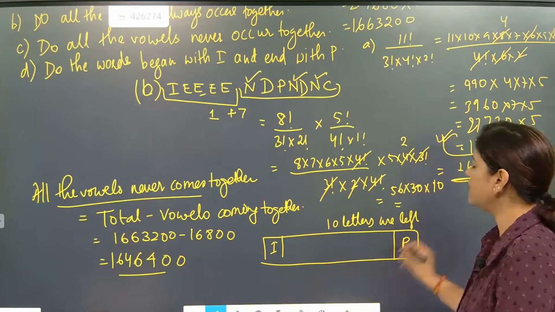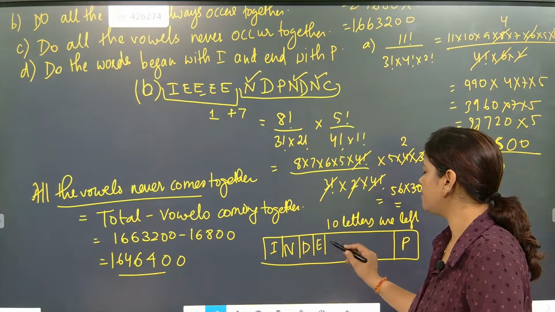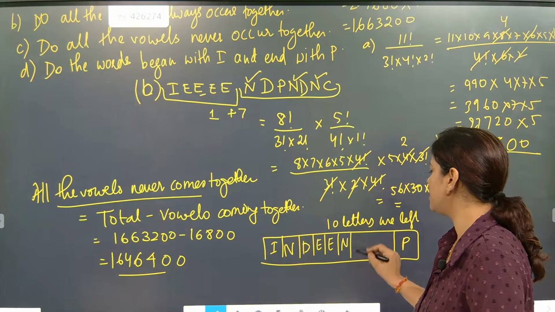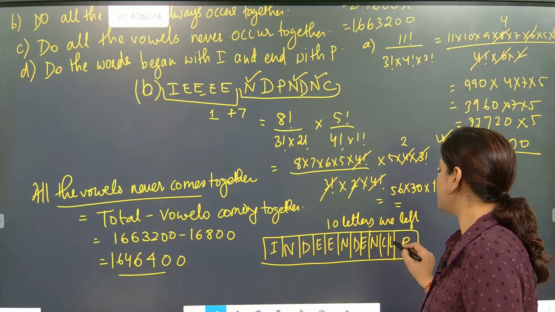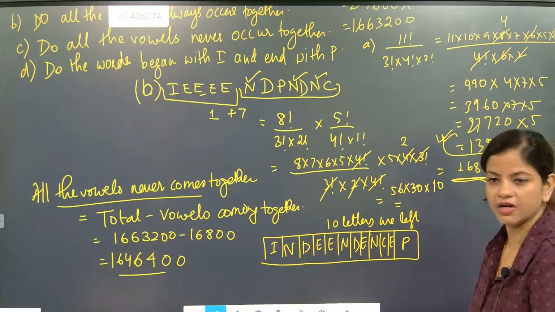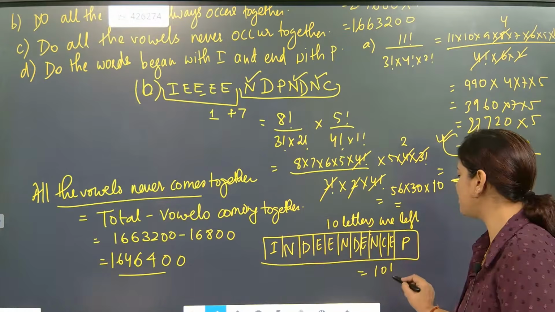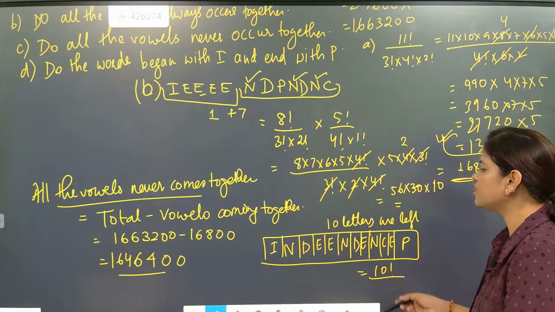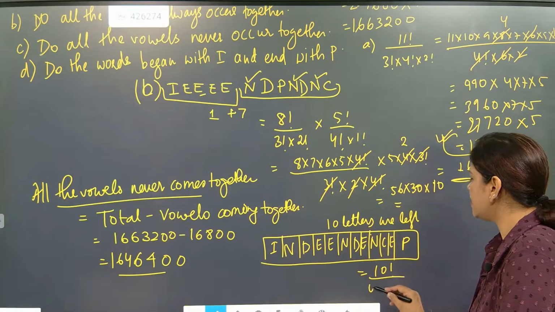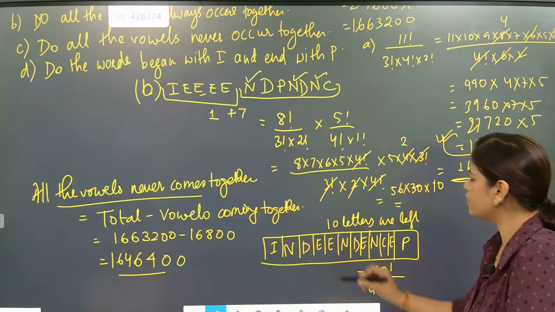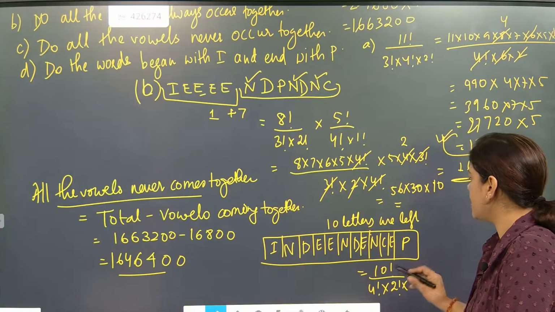What are the letters? INDEPENDENCE: I N D E P E N D E N C E. But the I and P are shifted here. Understood? So these 10 are together. So what will be the answer? 10 factorial by the repeated letters. D is coming how many times? 2 times, so 2 factorial. E is coming 4 times, so 4 factorial. N is coming 3 times.